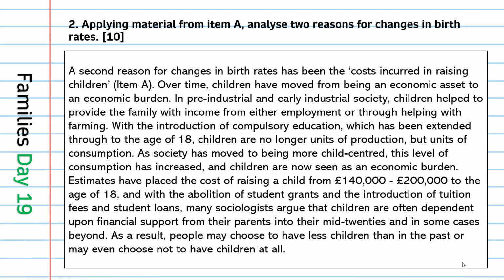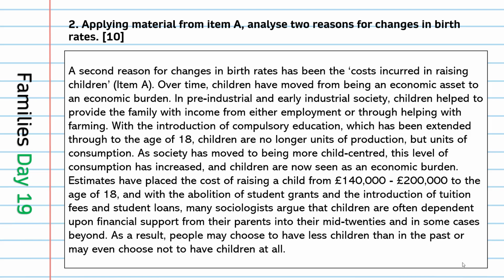Estimates have placed the cost of raising a child at 140 to 200,000 to the age of 18. And with the abolition of student grants and the introduction of tuition fees and student loans, many sociologists argue that children are often dependent upon financial support from their parents into their mid-20s, and in some cases beyond. And here's my link at the bottom. As a result, people may choose to have fewer children than in the past, or may even choose not to have children at all because of the costs.